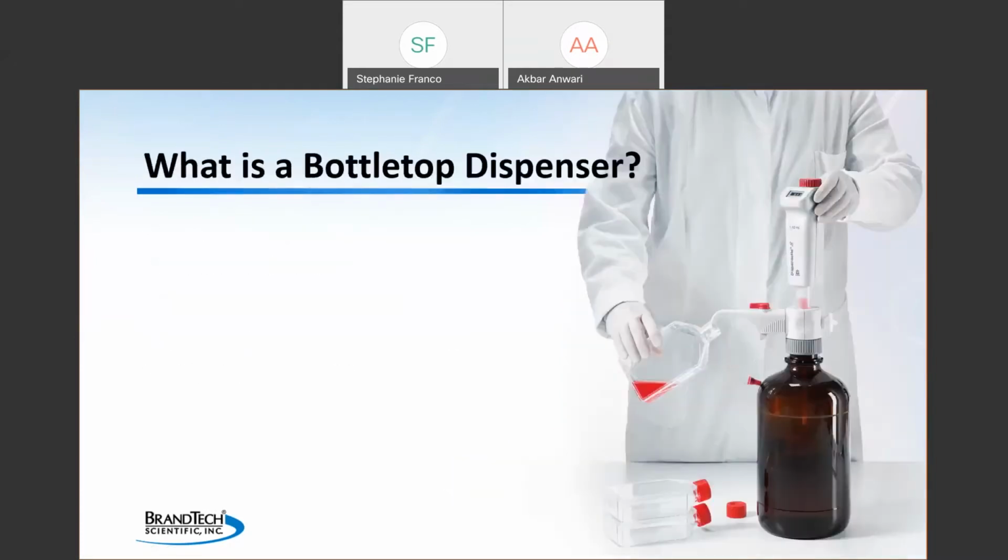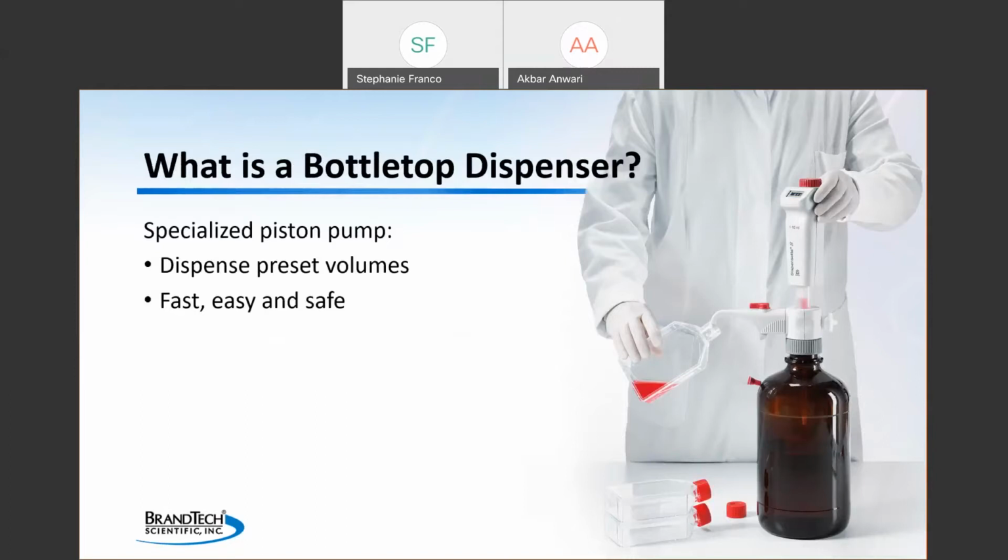As an introduction, we should be clear on what we're talking about here. A Bottletop dispenser is a specialized version of a piston pump used to measure preset amounts of liquid from a bulk container. It is a faster, easier, safer, and frequently more convenient or more accurate way of measuring liquids than a graduated cylinder. Though a Bottletop dispenser may seem simple, they're quite accurate. ISO specification is less than or equal to 0.6% of the nominal volume for most sizes.